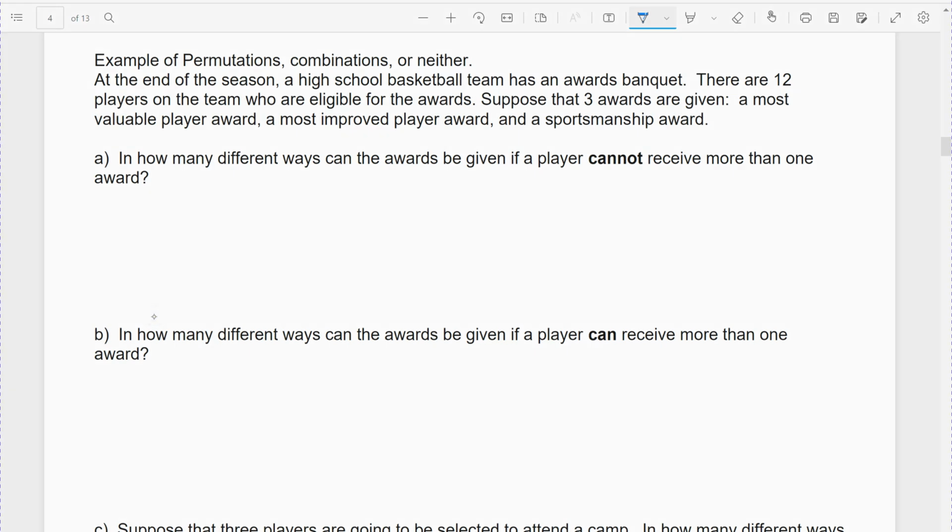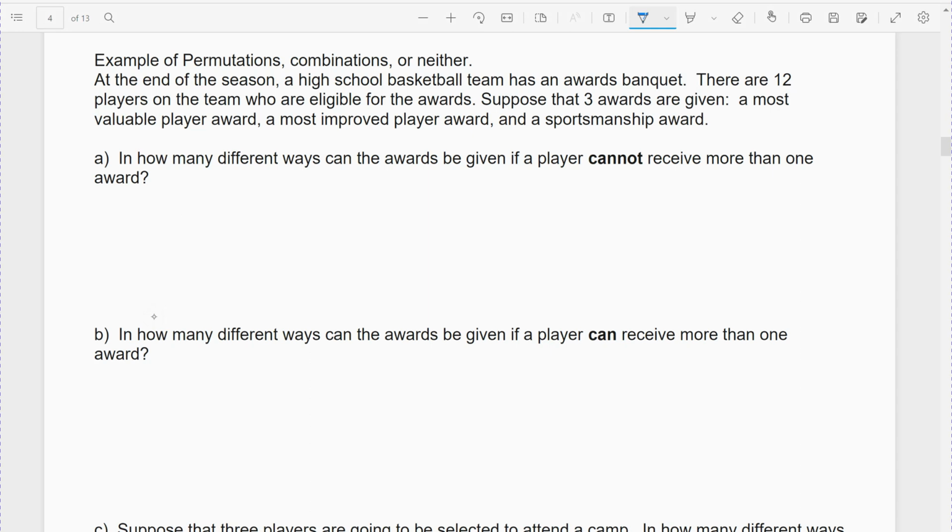So this first example, I'm going to show you a case where we have a permutation, a combination, and neither. And what's important is to make sure you understand the difference, because that's sometimes the hardest part. Which case is a permutation, which case is a combination, and which case is neither of those.